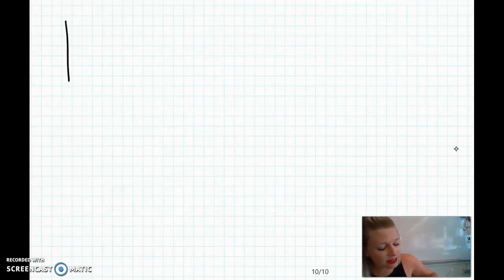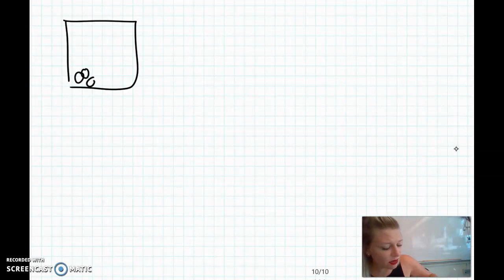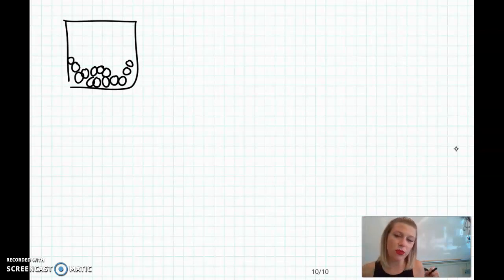Okay, and I'm gonna go ahead and sketch that out right here. So again, we have our liquid, so we want our particles to have some space and not really be organized in any specific way. And I usually say for liquids to keep them towards the bottom of the container, that way there's no confusing them for gases at all.